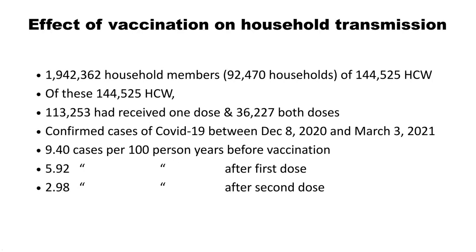The effect of vaccination was also felt in household transmission. From Scotland, they reported on 1.9 million household members, which included 92,000 households with healthcare workers. Of these, those who were vaccinated, their family members had less chances of infection after the first and the second dose than those who were not vaccinated or before the vaccines were available.